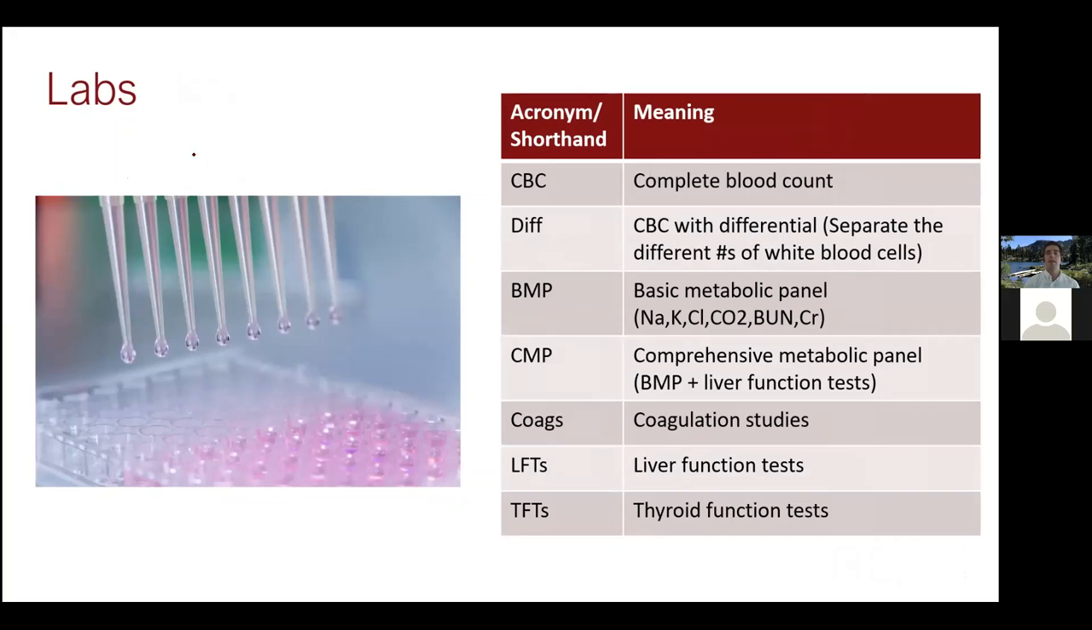All right. So next up, we have labs as well. These are the frequent labs that you'll run into. A CBC is a complete blood count. A diff is when we add on to the CBC, so it's CBC with differential. You separate the number of white blood cells to provide more information on exactly what blood cells are affected. BMP is your basic metabolic panel. It looks at electrolytes: your sodium, potassium, chloride, CO2, BUN, and creatinine. Your CMP is a comprehensive metabolic panel, which is a basic metabolic panel plus your liver function tests, so your transaminases, your AST and your ALT. COAGs are your coagulation studies. LFTs are just another word for liver function tests. And then you'll often see TFTs as well, so thyroid function tests.